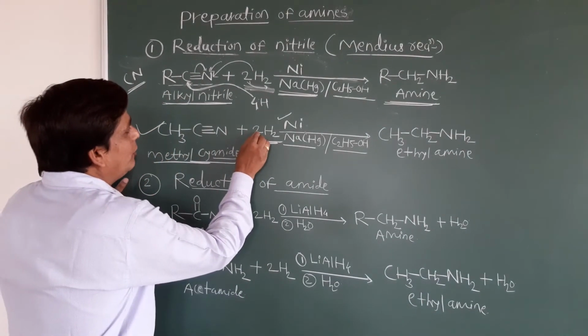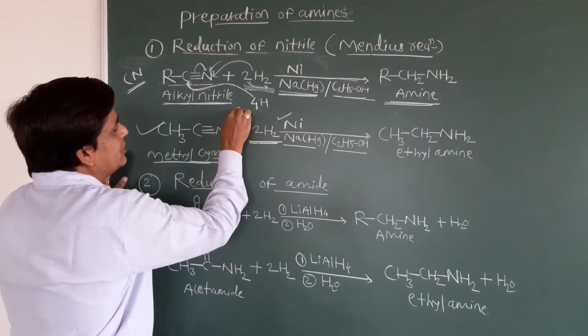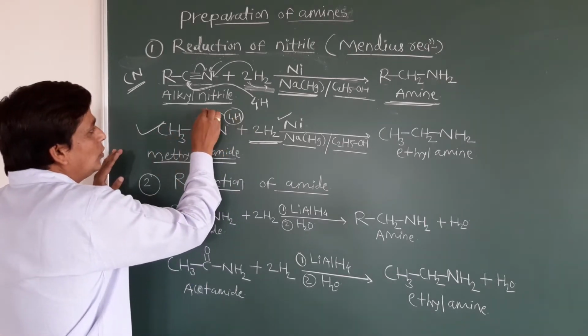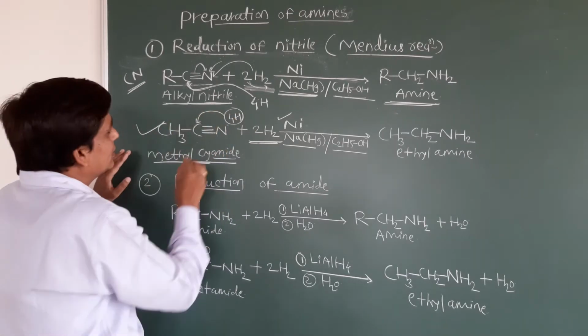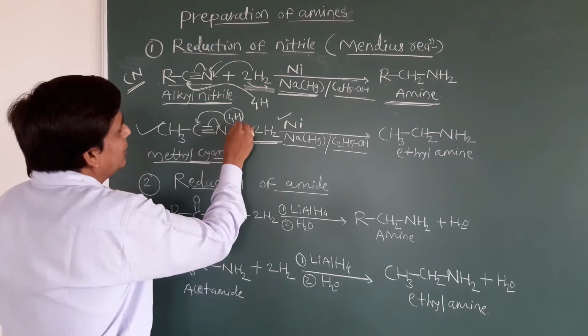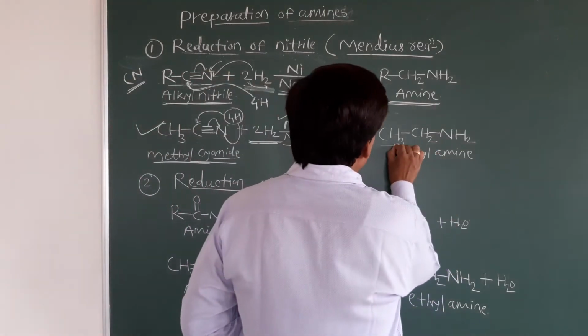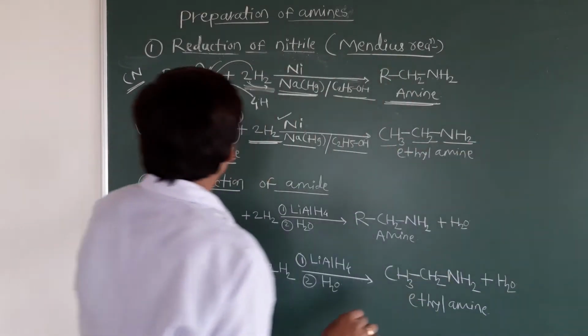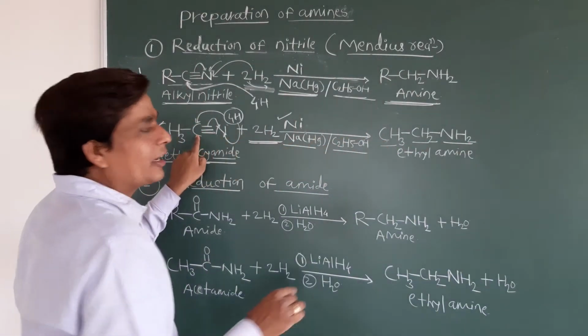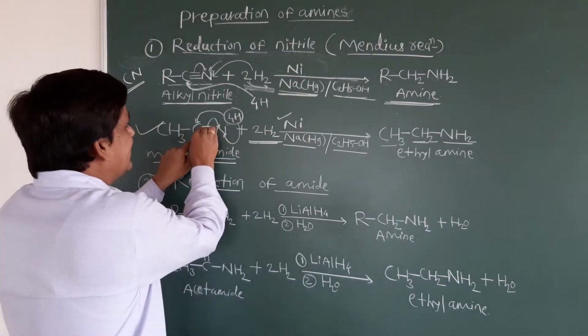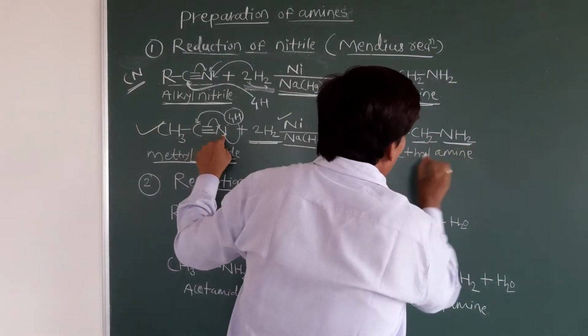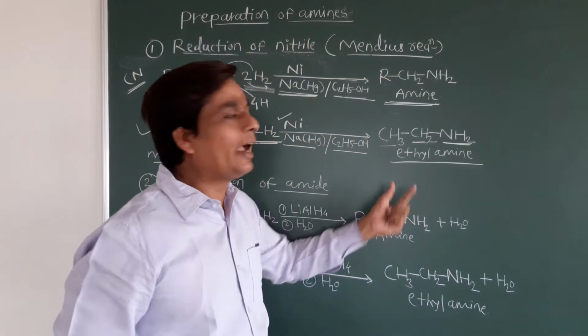Out of the total 4H, 2 hydrogens get attached to this carbon, then the pi bond shifts, and the remaining 2H attach to this nitrogen. Simply we get CH3-CH2-NH2. The CH3 stays as it is, this carbon is converted into CH2 because 2 hydrogens are attached, and the nitrogen is converted into NH2. We get ethyl amine.